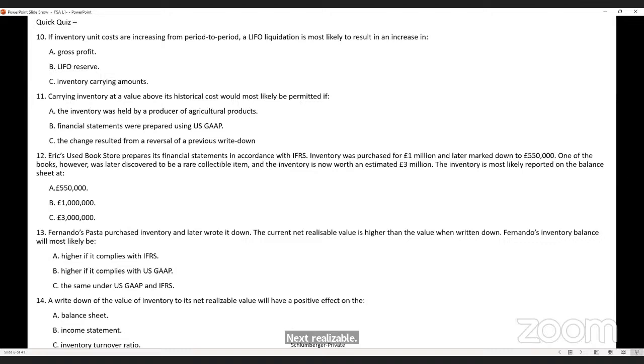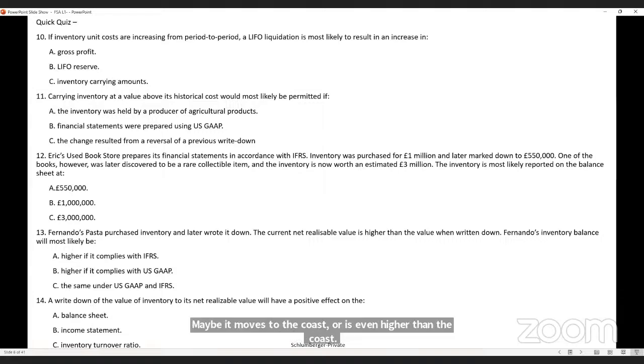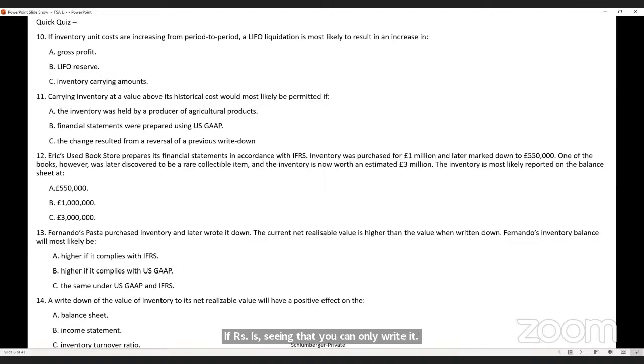Now, if after some time the net realizable value becomes okay, maybe it moves back to the cost or is even higher than the cost, IFRS is saying that you can only write it up to the extent of the historical cost, or to the extent of the write-down that has happened in the past. That is why, if you are complying with IFRS as per number 12, you will go with 1 million. But if it was US GAAP, you only take 550 because US GAAP does not allow reversal. That's that.